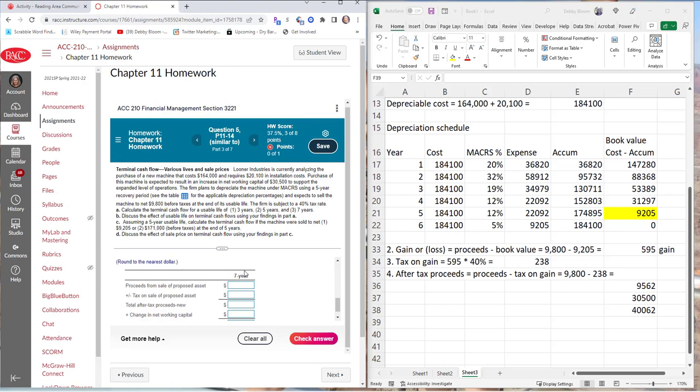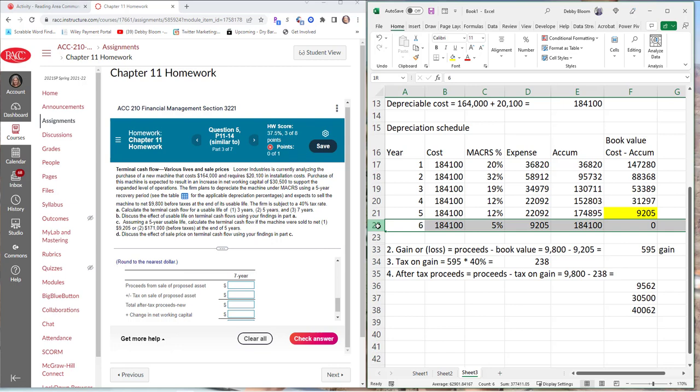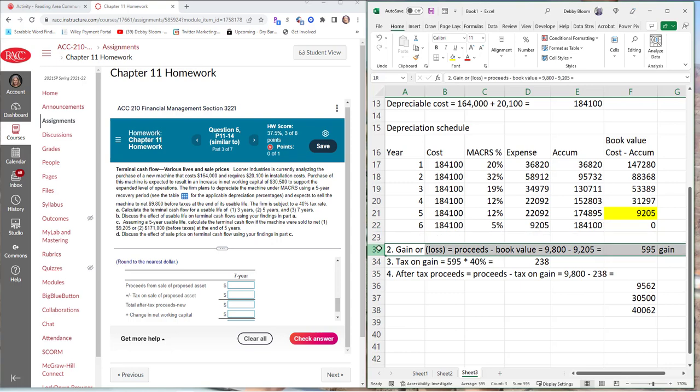Let's move on to the next part. In part 3, if we use the machine for 7 years, it's just going to have a 0 book value. Anytime after 6 years, we've depreciated the entire cost through MACRS, and after that, we have a 0 book value.